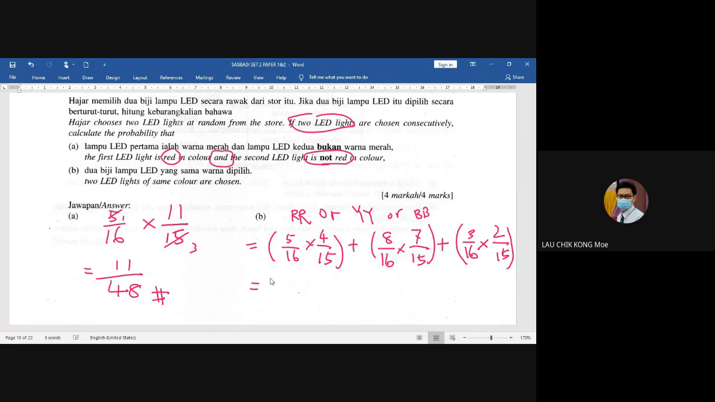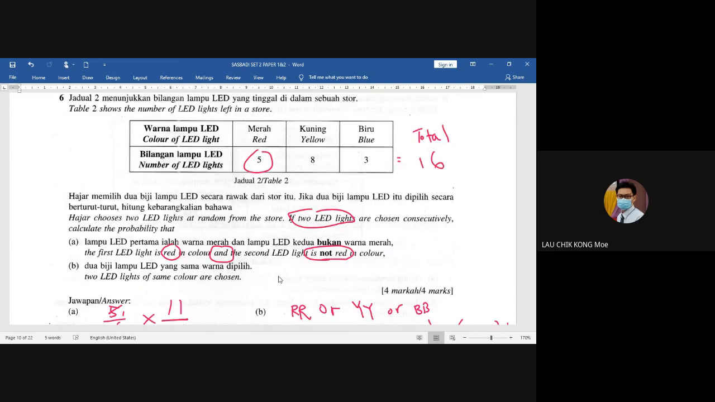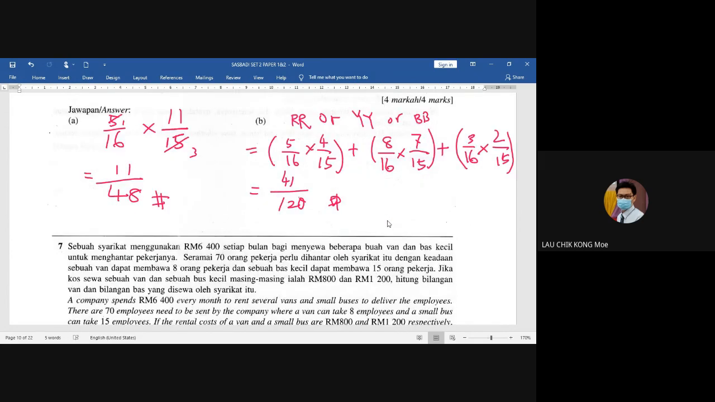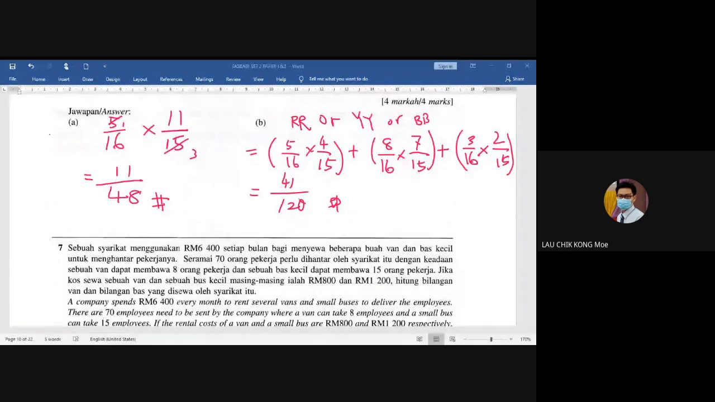Which question was that? Number 6, yeah. So what is the answer? 41 over, let me calculate first, 120. So this is after simplifying already. Okay, so this is number 6, 6A and 6B, yeah.